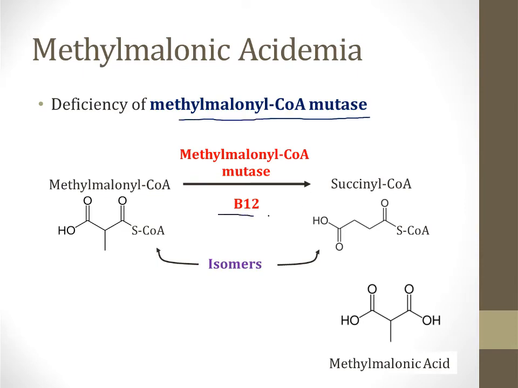In methylmalonic acidemia, there is deficiency of methylmalonyl-CoA mutase. This is a vitamin B12-dependent enzyme that converts methylmalonyl-CoA into succinyl-CoA. Methylmalonyl-CoA and succinyl-CoA are isomers. They have the same chemical structure. The atoms are just arranged differently. So if a baby is deficient in methylmalonyl-CoA mutase, the levels of methylmalonyl-CoA will build up, methylmalonic acid will dissociate, and you will have high levels of methylmalonic acid in the plasma and urine.